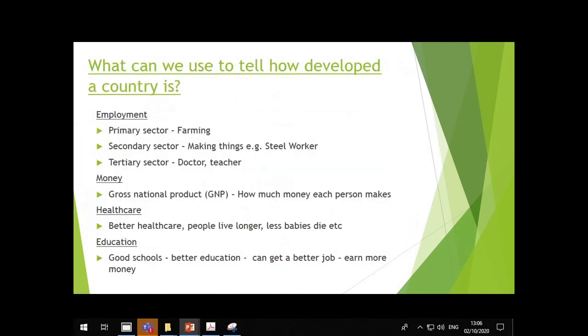Okay, welcome back. So, what can we use to tell how developed a country is? We've used simple points then in our T-table. Now we're going to look in more detail. So we can use employment. Employment can be broken up into different sectors, and the 3 most common are primary sector, secondary sector and tertiary sector. Primary sector, think of primary first.